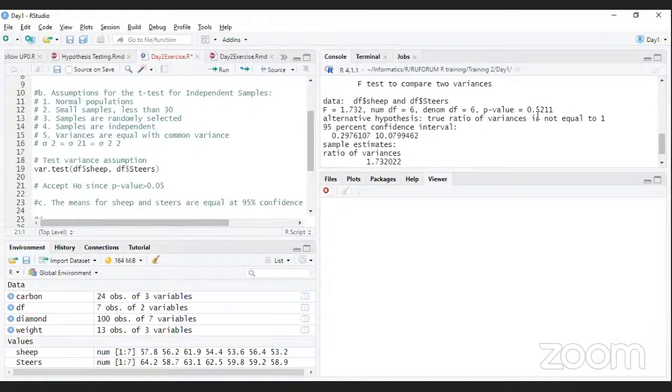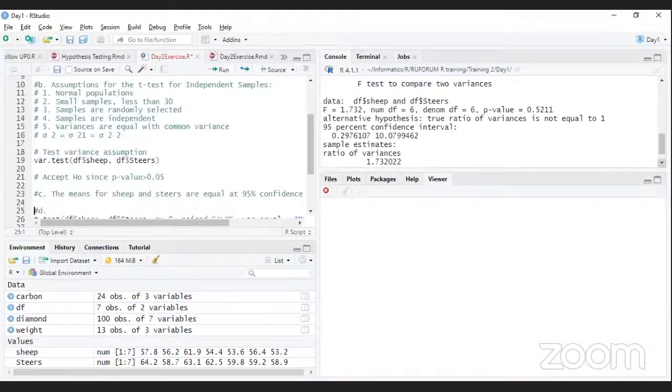My p-value is 0.5211, which is higher than the 0.05 threshold. So what that means is there are more chances that the variances are the same. Because of that, we have no ground to reject the null hypothesis that says the variances are the same. In other words, we accept the null hypothesis and say that the variance for the sheep data and that for the steers data are equal. So I move on to C.